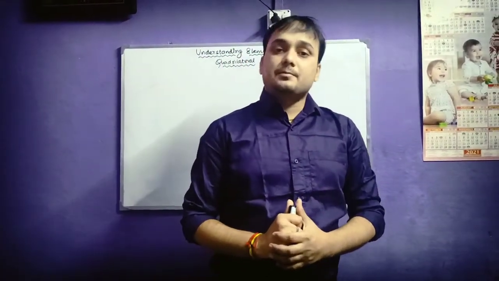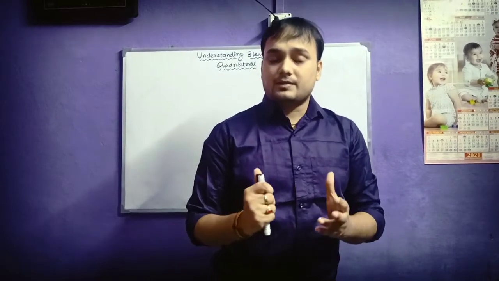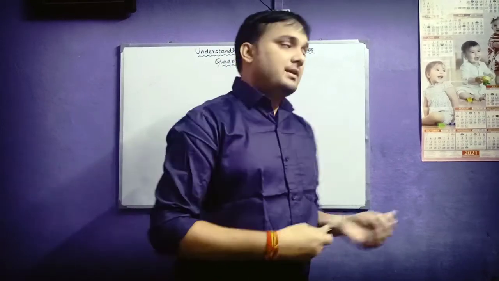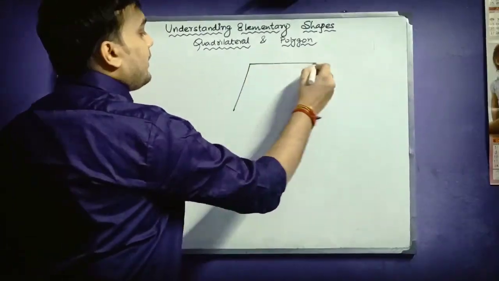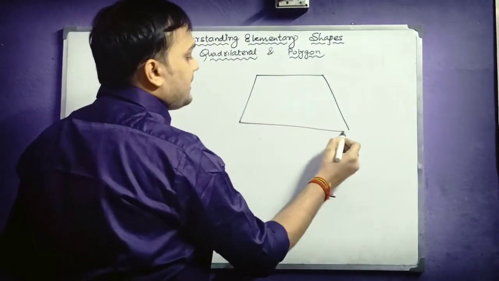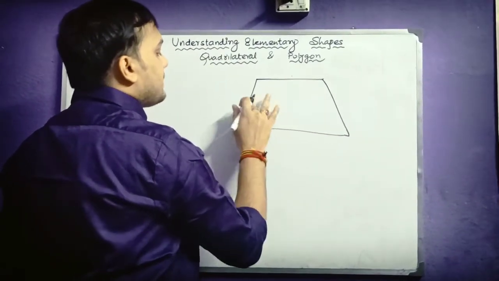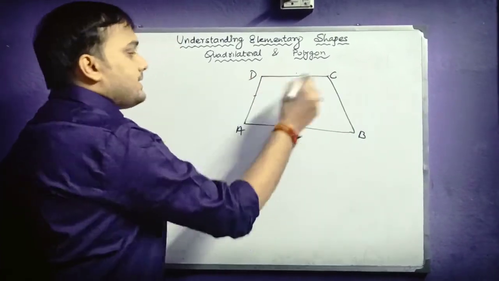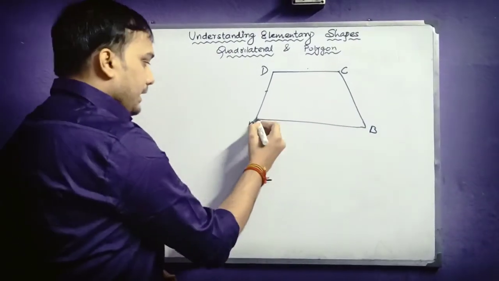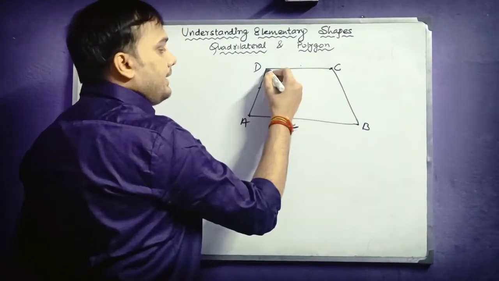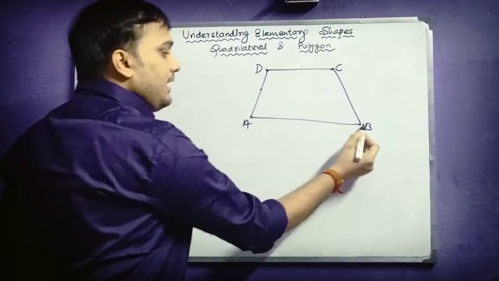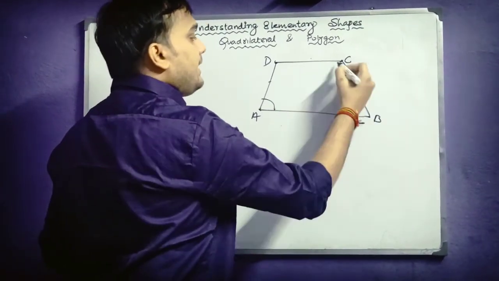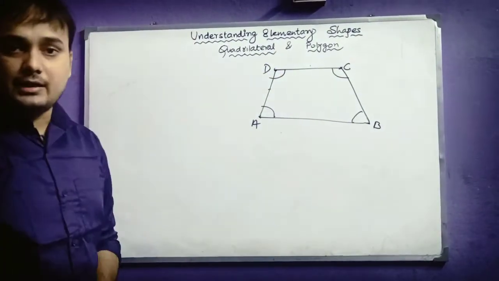A quadrilateral is a simple closed geometrical figure, or you can say it's a four-sided polygon. That means if you draw any geometrical figure which has four line segments enclosing each other, that can be said to be a quadrilateral. As you can see, ABCD is a quadrilateral where A, B, C and D are the vertices. AB, BC, CD, AD are the sides. Angle A, angle B, angle C, angle D are the four angles of this quadrilateral.